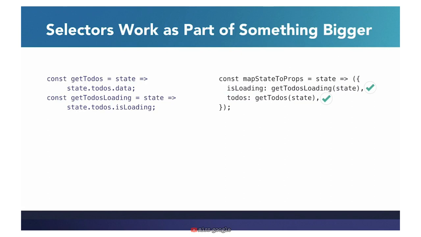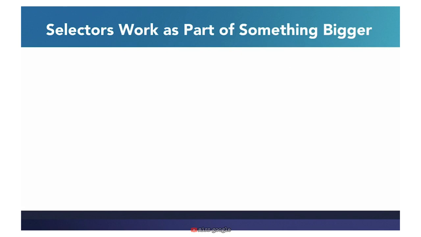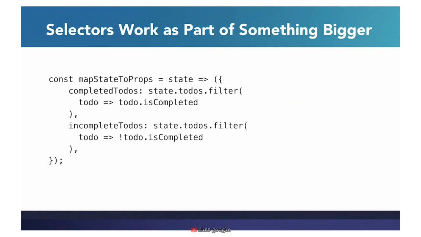But actually, selectors are part of something bigger. Here's what I mean. Oftentimes we want to pass our components data that requires a little bit of computation to obtain. For example, if we had separate to-do lists for the to-dos that were completed and to-dos that were incomplete, this would require either our components or our mapStateToProps to include filtering logic, neither of which is ideal since it adds unnecessary complexity to our component files.